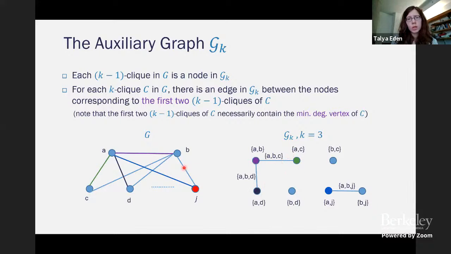And we see that every k-clique corresponds to an edge. So if we can sample edges uniformly at random in this graph, and the edges are labeled with the original k-clique, then we can output a uniform k-clique in this graph.